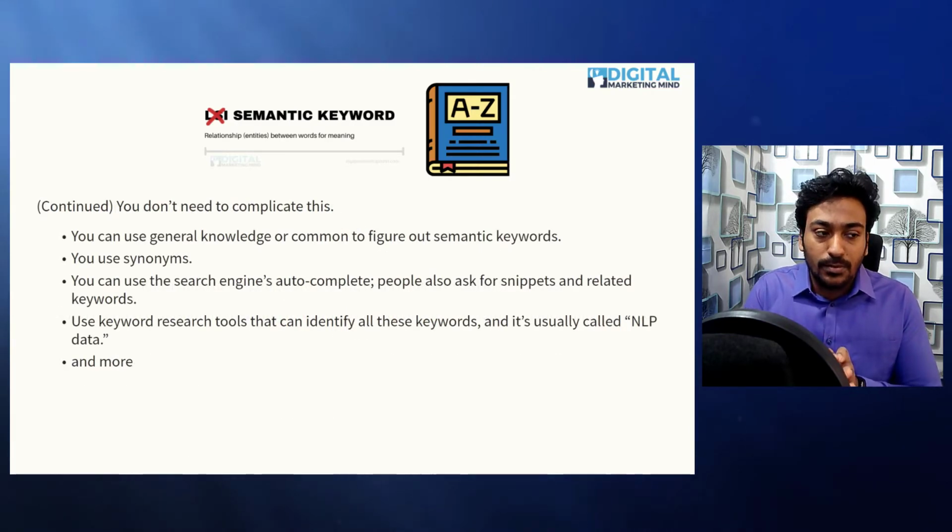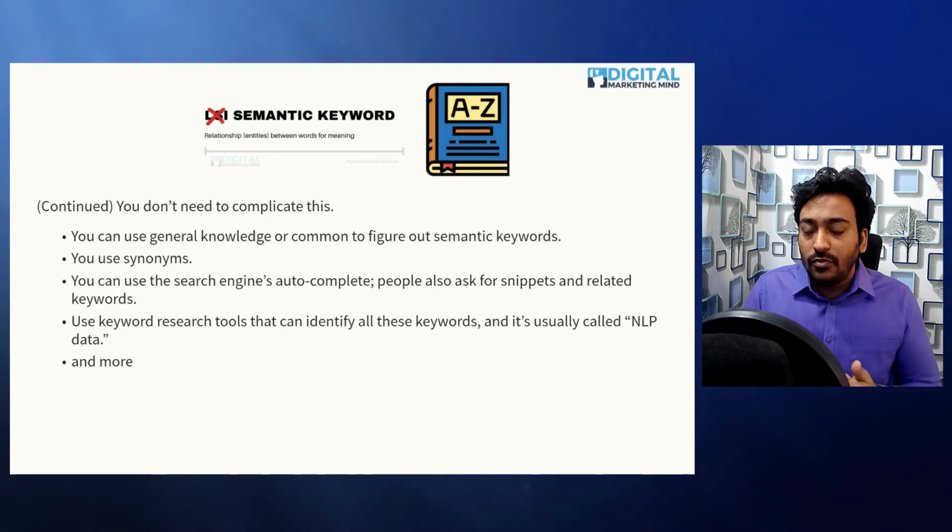Now let me clear up some confusion, because I'm sure all this explaining related to LSI or semantic keyword entities will create more confusion, and I will create an advanced guide later specifically focusing on this. But you don't need to overcomplicate the LSI or semantic keyword research process, because you can use your general knowledge or common sense to figure out semantic keywords. This is really important. These semantic keywords have become part of our life. For example, we can say car, we can say automobile, we can say vehicle, because we know this from general knowledge or common sense. So just use that to figure out the LSI keywords.